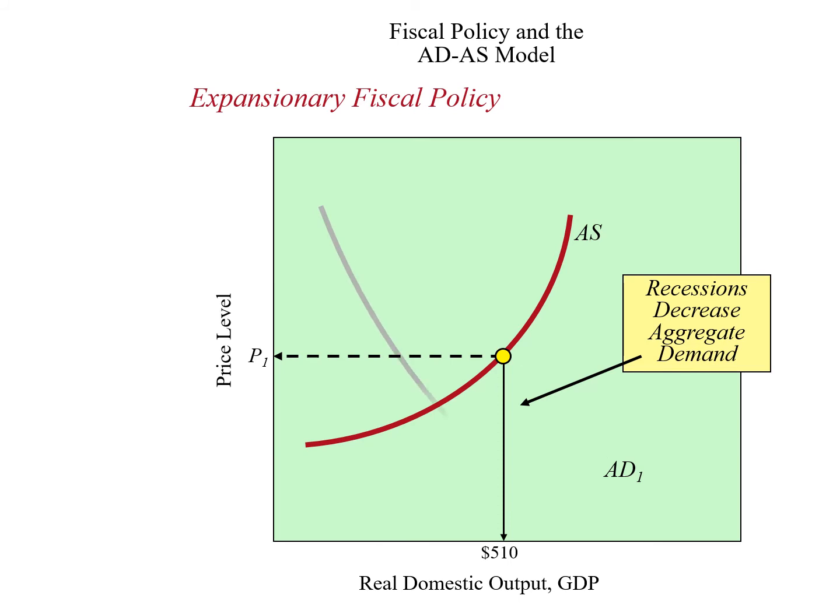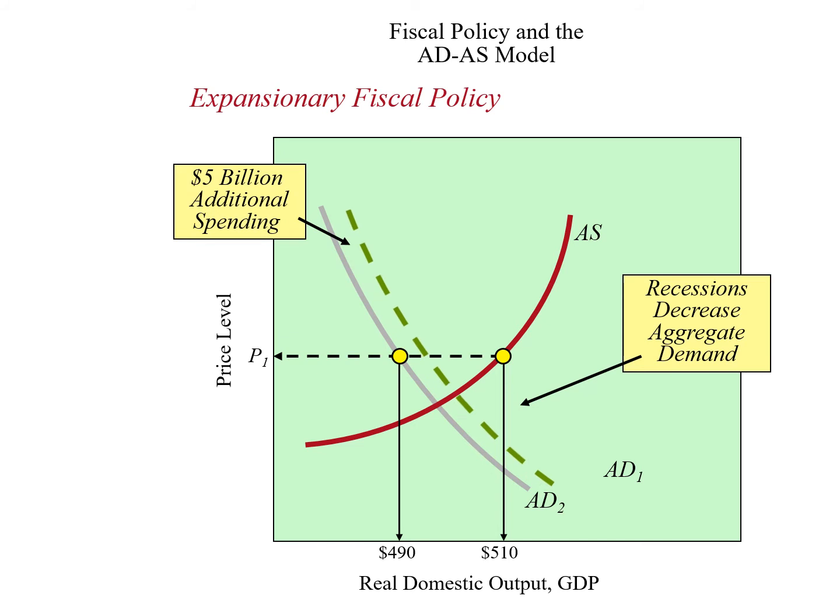Aggregate demand decreased. We have significantly less economic activity taking place than we desire. What if the government steps in and says, look, the current situation with AD2, AS, not acceptable. Let's try an increase in government spending. Let's use fiscal stimulus. Let's deploy expansionary fiscal policy aimed at increasing aggregate demand to catapult the economy back towards its potential economic output. So the government spends $5 billion.